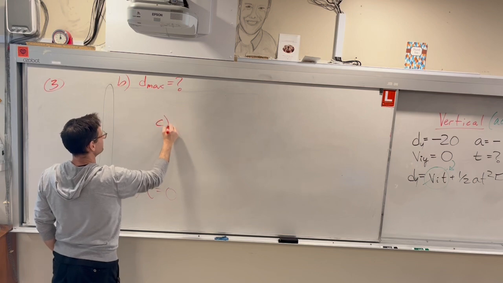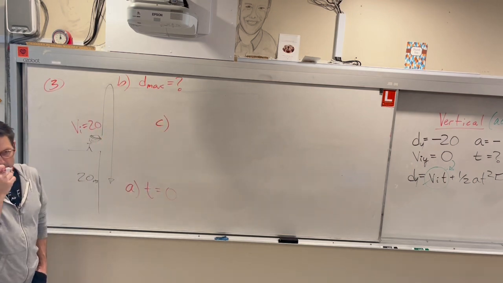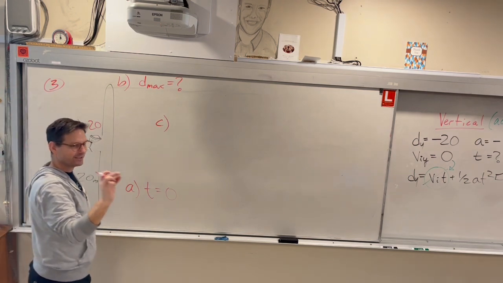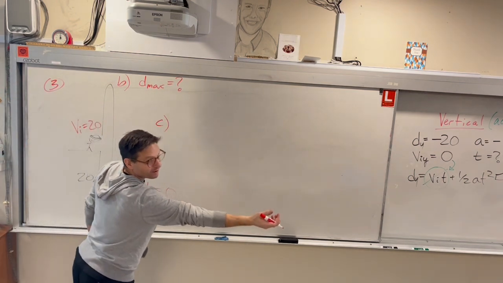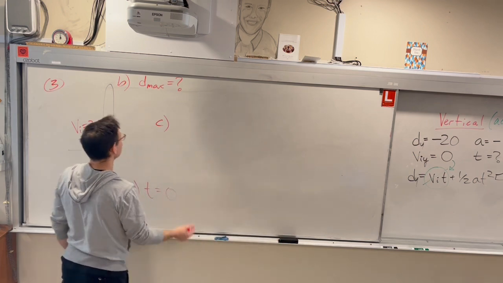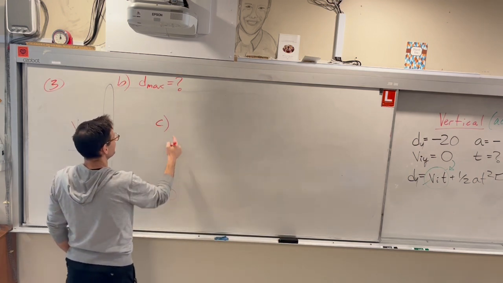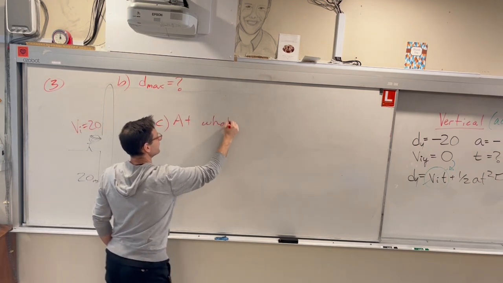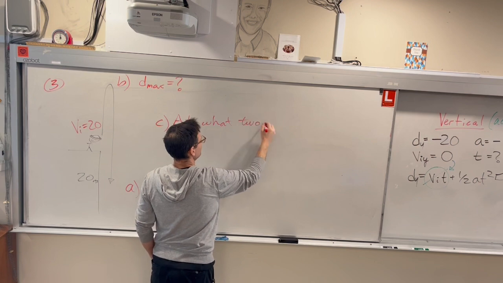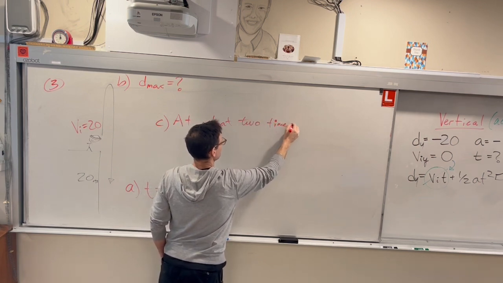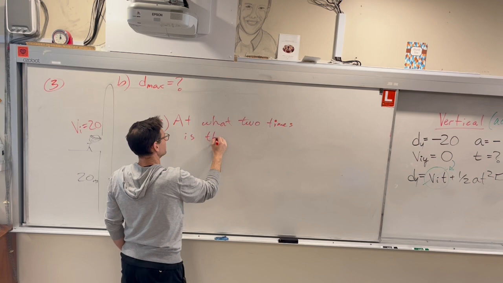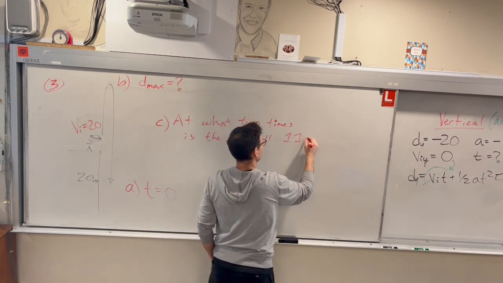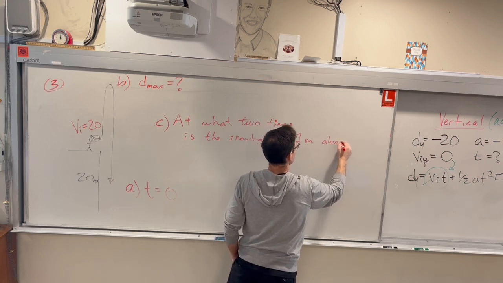And then for C, well, I hate myself. I guess it's straight up. Well, we'll give you a little bit of leeway. You hold your arm out over the cliff and throw it. It's like a hook shot. Let's say, at what 2 times is the snowball 11 meters above the cliff?